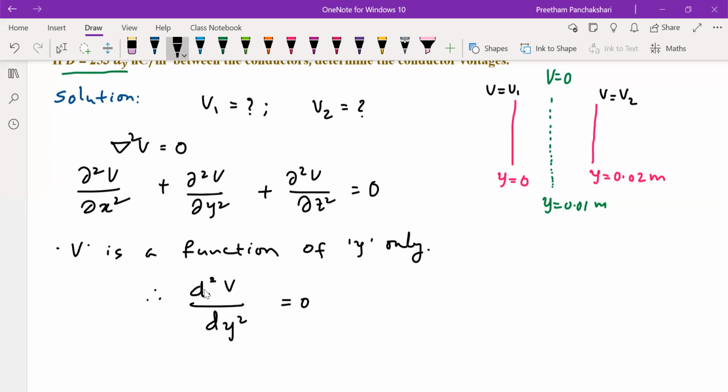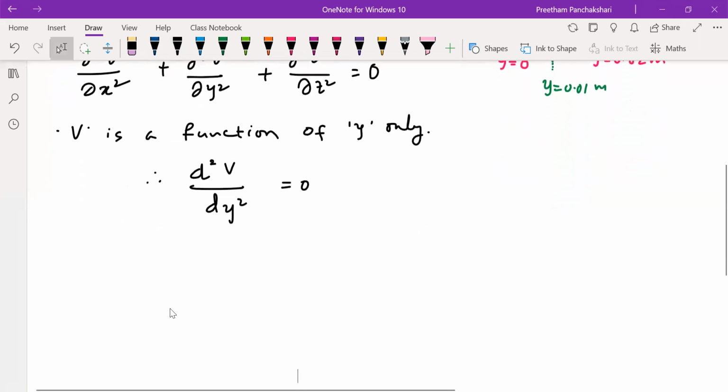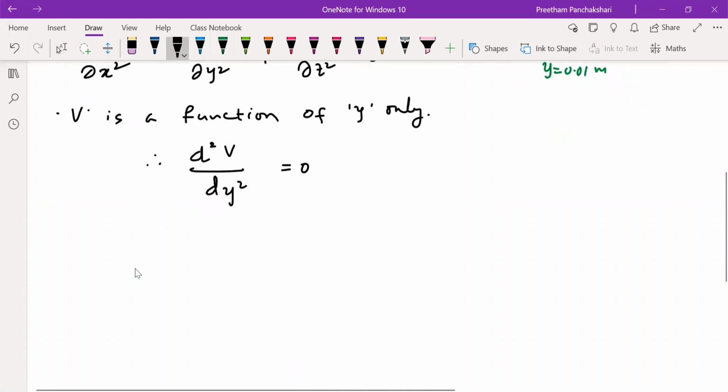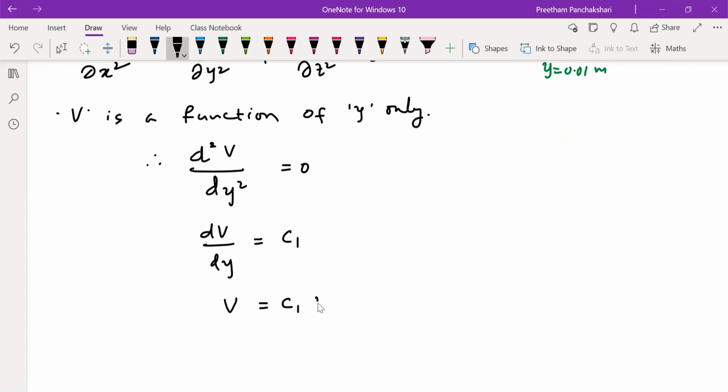We have to integrate this equation twice to bring this V outside. Let me integrate it first. The first integration gives us dV by dy. Integration of 0 is 0 plus constant of integration C1. C1 is any arbitrary constant. Now one more integration on the left hand side gives us V. On the right hand side, integration with respect to y gives C1y plus C2.